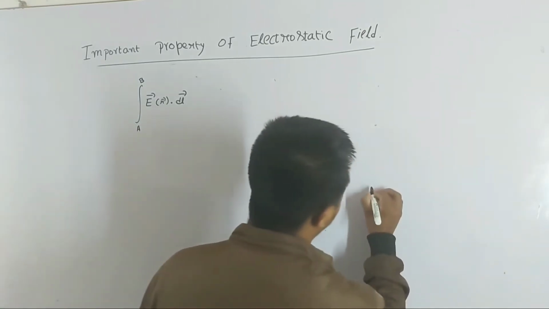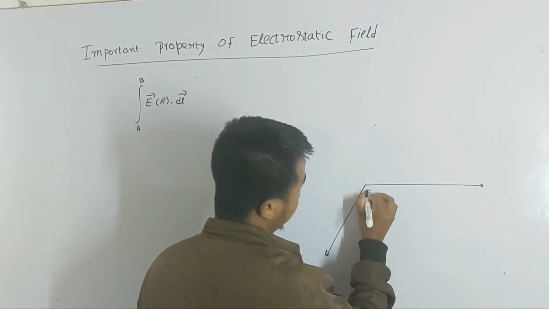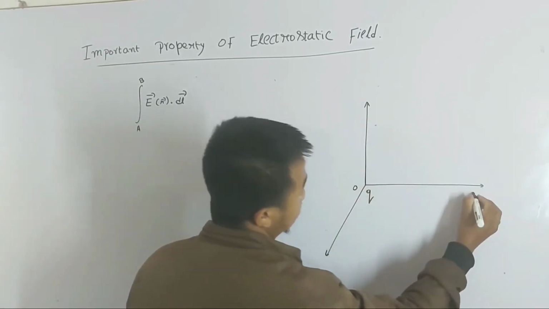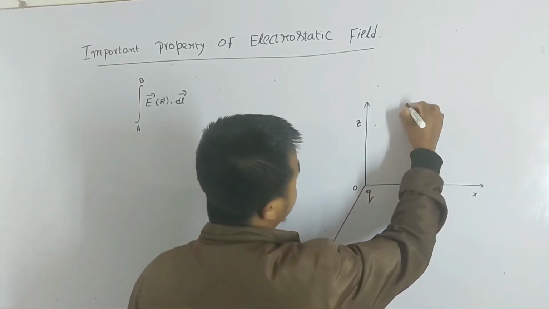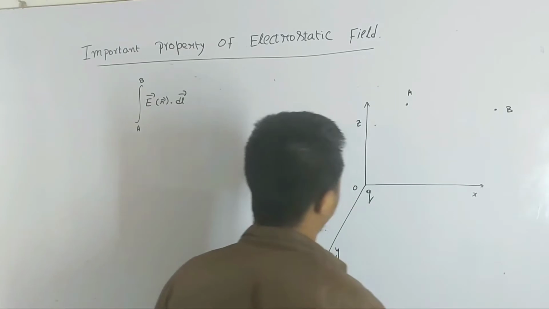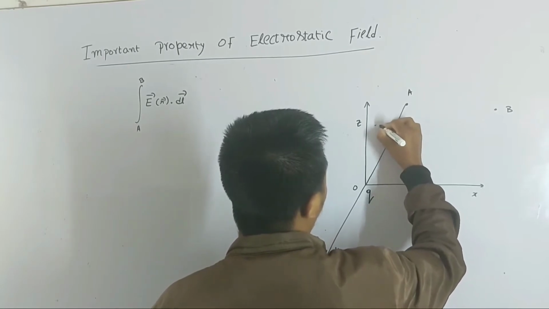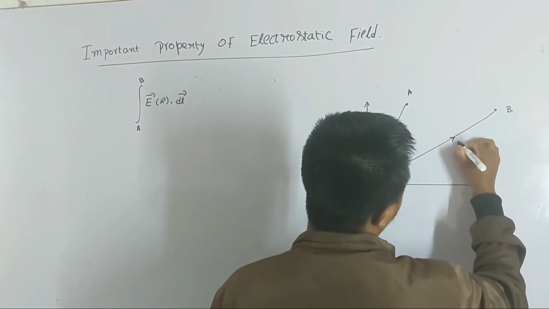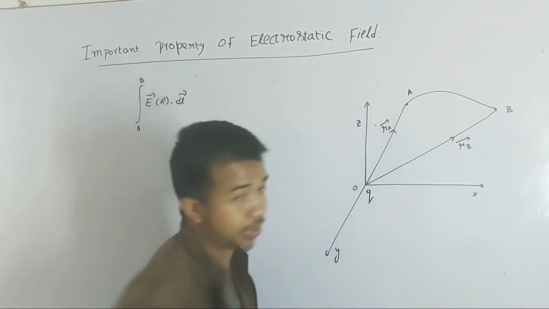So now let us consider a charge, say Q, located at the origin O. You can mark this one as X, this one as Y, this one as Z. Somewhere here there is a point A and there is a point B. The position vector of the point A we will mark by R_A, and the position vector of point B we will mark by R_B vector. Now let us draw a path AB, say like this.